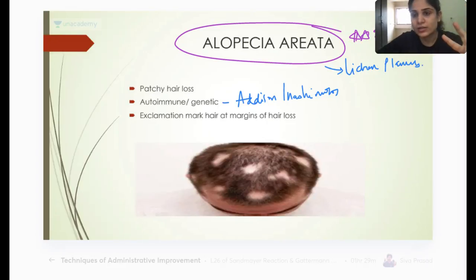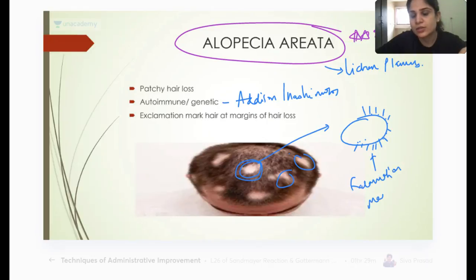Okay, next question that they will ask is, what is the exclamation hair mark sign? If you have patchy areas of hair loss, so this is the area of hair loss. At the end of this, you will see the hair that is present at the periphery. This looks like an exclamation mark at the periphery. So this is called the exclamation hair mark sign, seen in alopecia areata.